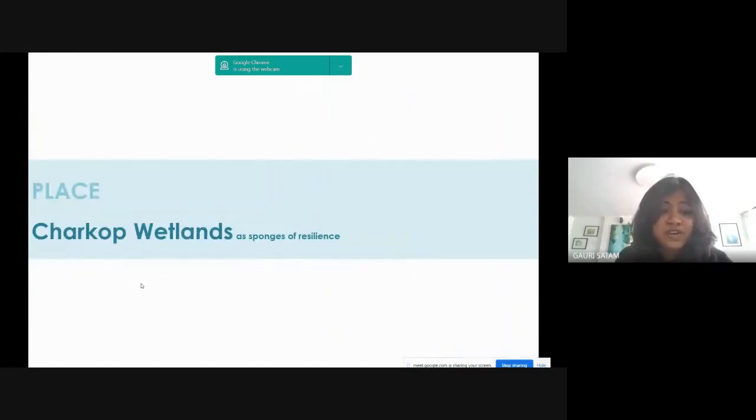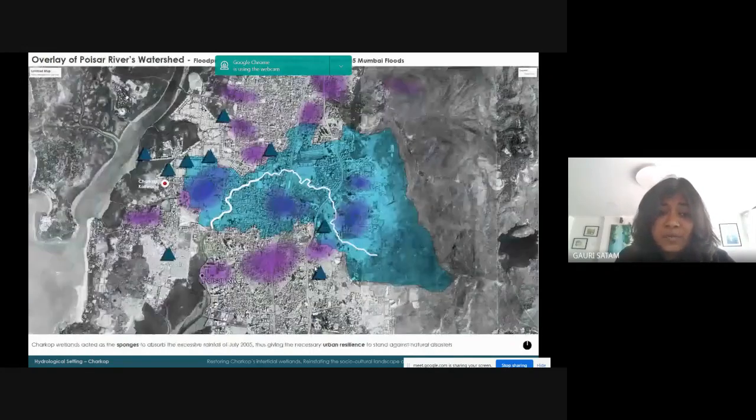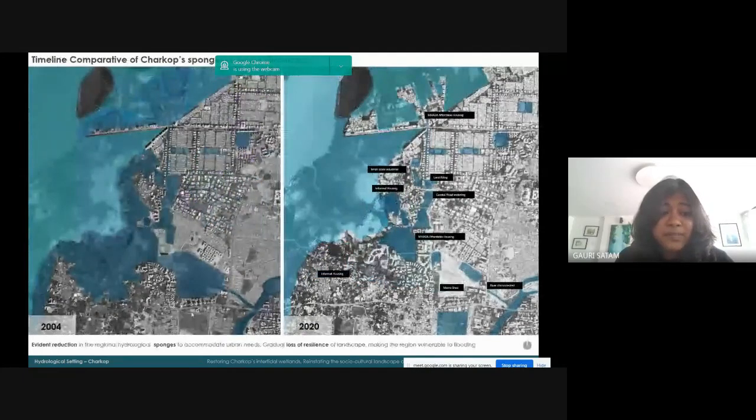Starting with my first layer, Charkop wetlands as sponges of resilience. Charkop, as I said, was once an intertidal zone, now a landfill site, which lies between the Manori Creek and the Poisar River. The wetlands of Charkop played a very critical role in absorbing the high monsoon rains during the 2005 deluge, as seen in this plan, acting as sponges of resilience. If we compare the maps of 2004 to 2020, we can see how these sponges have gradually been reduced, and the region is losing its resilience over time due to urbanization.